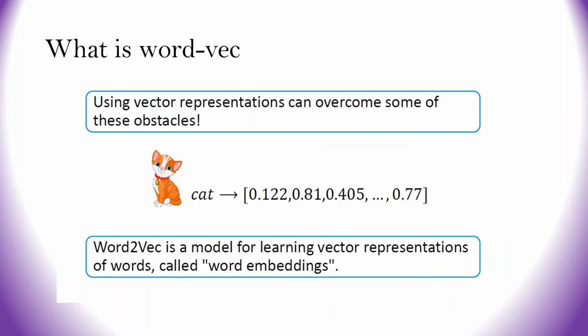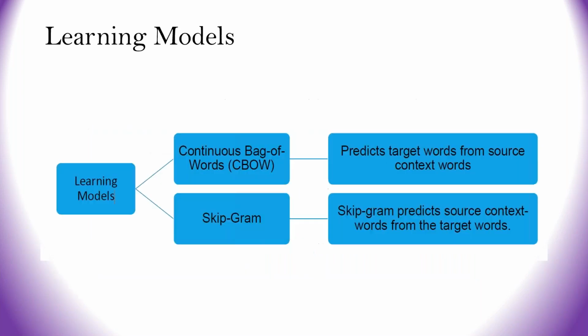That's when word-to-vector models became very popular and the need of the hour to represent most of the objects in the world. Using vector representations, we can overcome some of these obstacles. It's a model that learns the vector representation for objects which exist in the world, called word embeddings. For this kind of word-to-vector model, there are two learning models: one is continuous bag of words and the other is skipgram.